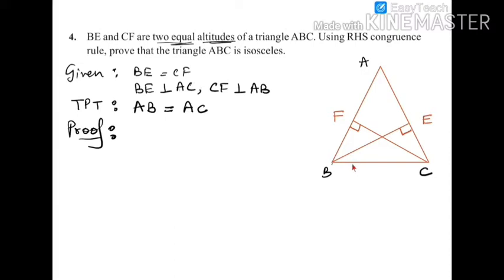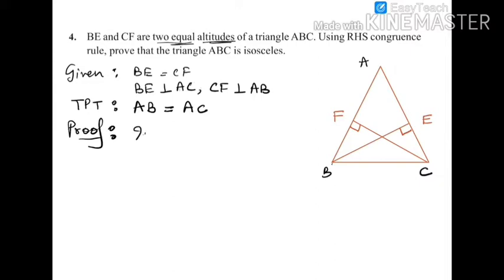So if we show angle B equal to angle C, then the sides opposite to these angles will also be equal. Then we can say AB is equal to AC. Notice that angle B is part of triangle BCF and angle C is part of triangle BCE. So if we show these two triangles congruent, then angle B will be equal to angle C and therefore AB will be equal to AC.